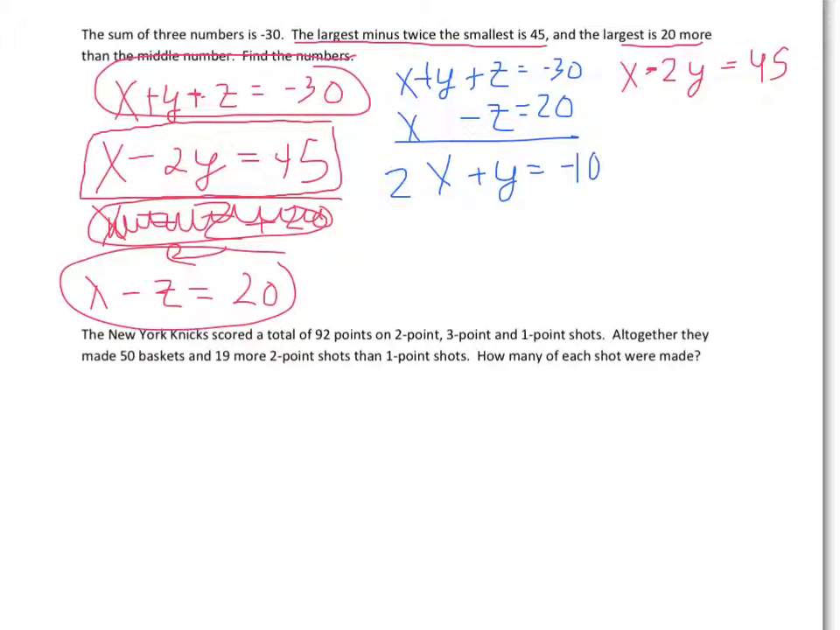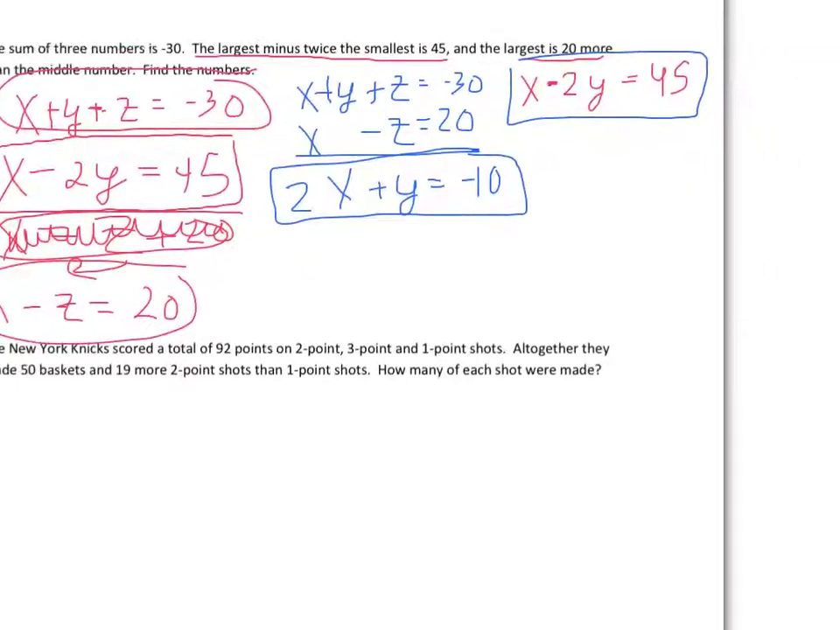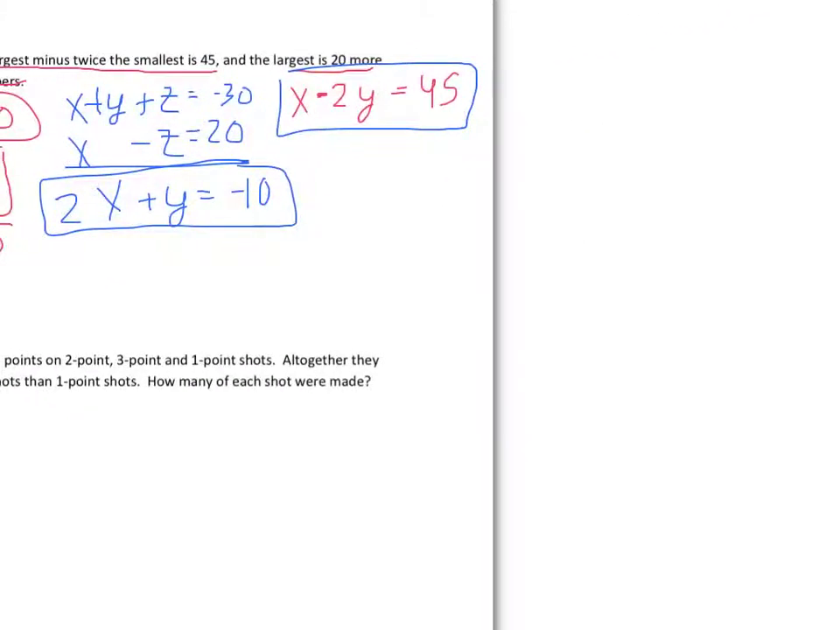So, this is what we have. So, we have this equation right here. This is one of the equations we want to use. This is the second equation we want to use. So, let me just write these over here and solve this system as is. So, we have X minus 2Y equals 45. 2X plus Y equals negative 10.